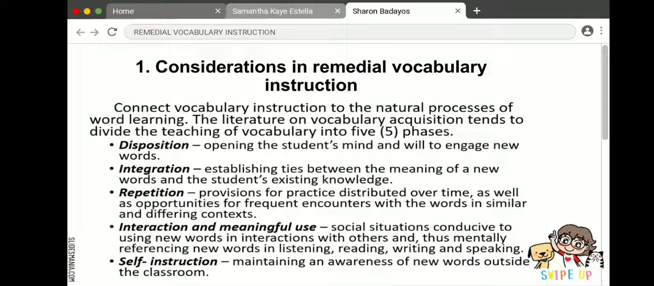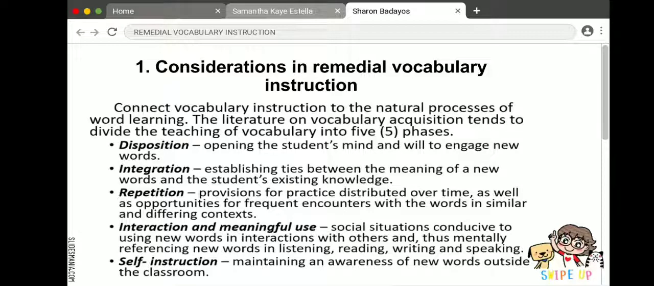And then C is repetition, provisions for practice distributed over time, as well as opportunities for frequent encounters with the word in similar and differing contexts. Ika nga nila, the more you read, the more vocabulary you learn. So, as students, we have to read until we internalize the meaning and fully understand the word. Kay dili man good pwede nga basta kay nakabasa ka ng a word, okay na. No. You have to read it over and over again.